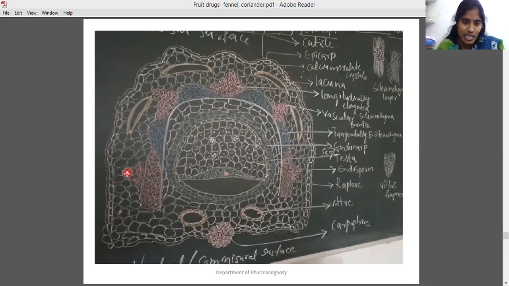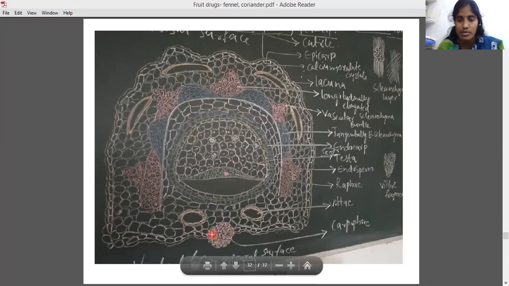And here you can see five vascular bundles on the surface of the longitudinally elongated sclerenchyma, and four lacunae on the dorsal surface. This is the inner layer of the... I have to draw it in a pink color because it is also lignified parenchyma. It's endocarp, endosperm, raphe, carpophore, epicarp.